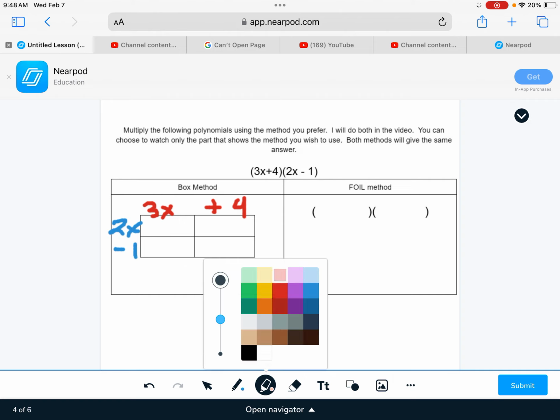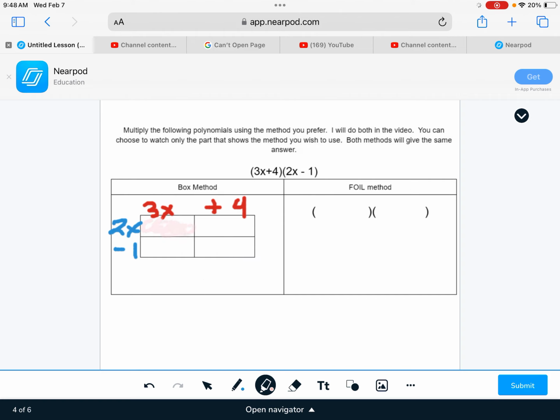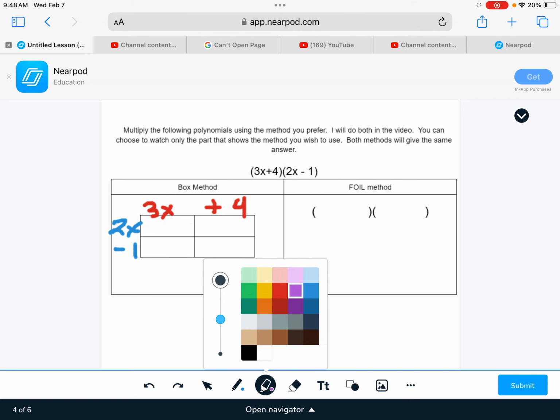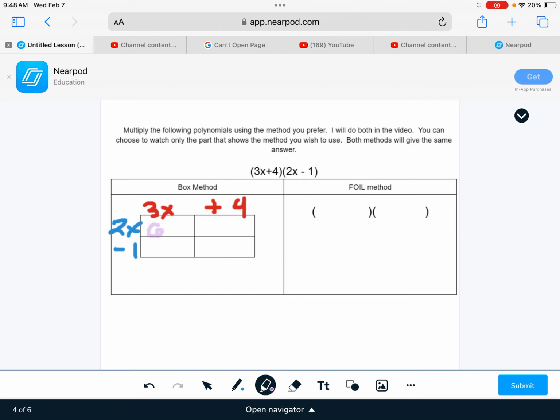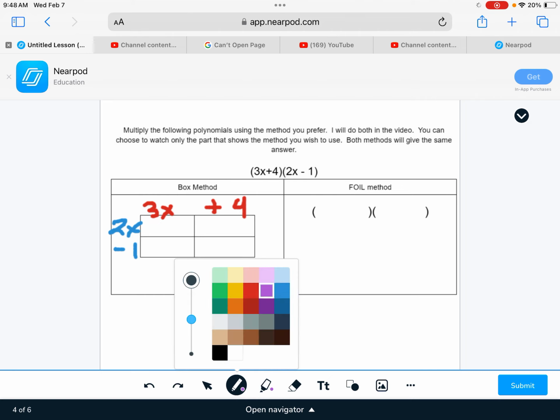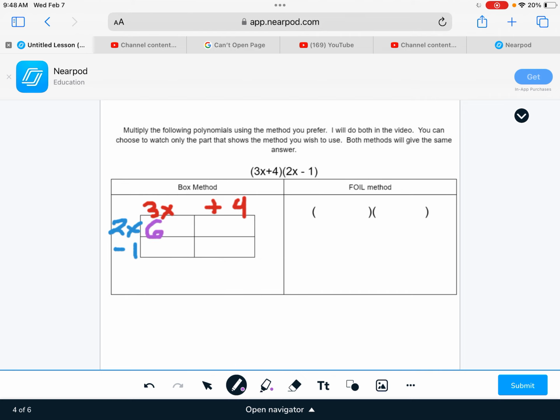Once again, when I go to multiply, I'm looking at which two things go to make this box right here. And that is going to be the 2x and the 3x. So when I go to multiply 2x times 3x, 2 times 3 is 6. X times x is x squared. So I get 6x squared.